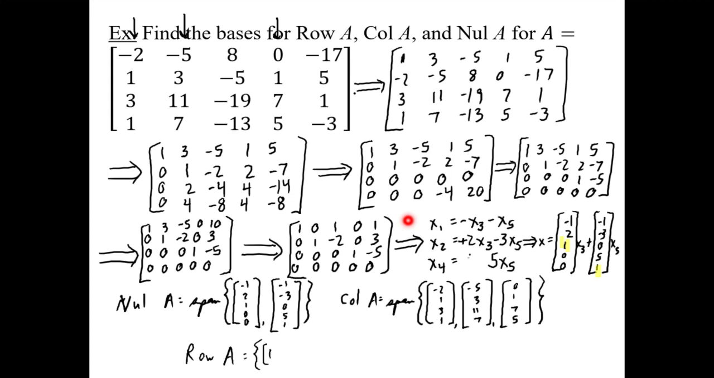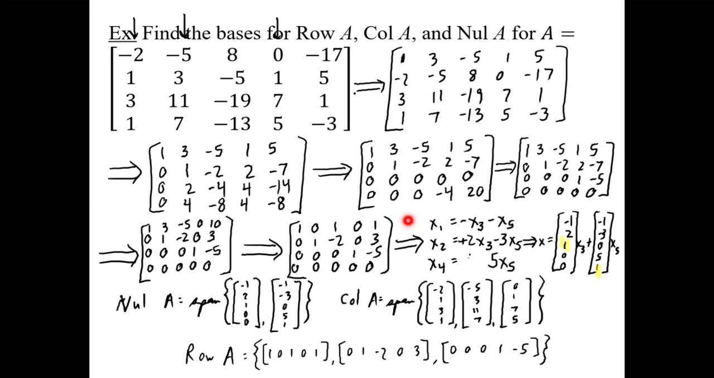Those vectors are 1, 0, 1, 0, 1, 0, 1, -2, 0, 3, and 0, 0, 0, 1, -5. And it really doesn't matter if you write them horizontally or vertically. Who cares? I could have written those vertically and it would have been the same thing. Okay, so there's our bases for these three vector spaces.